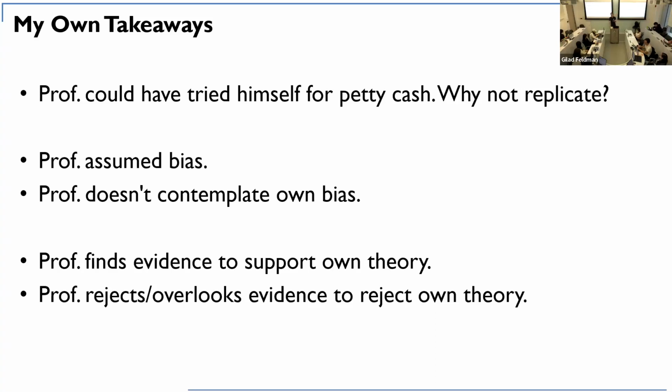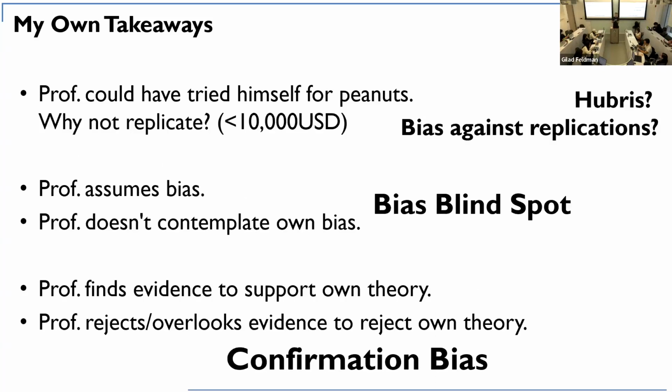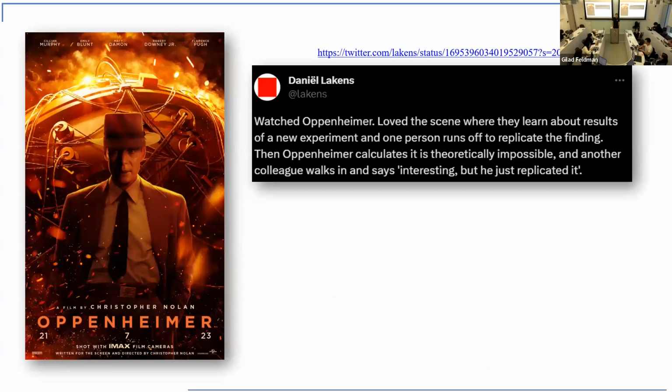And of course, confirmation bias is that whatever they see in the video, they think, oh yeah, this just shows that I'm right. Whatever they see, they cannot see this as evidence against them. So whatever they witness is just a confirmation of whatever it is that they believed before. So hubris, a bias against replications, a bias blind spot, seeing biases in others but not recognizing that you have biases yourself, and a problem with confirmation bias.